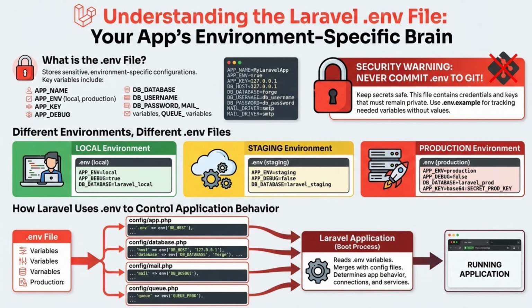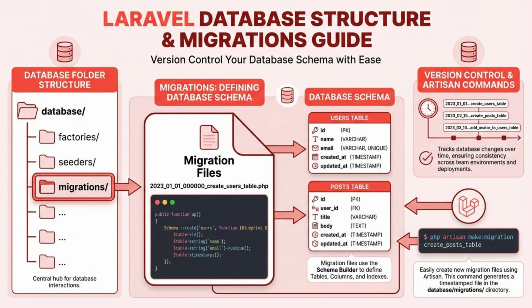In this part of the Laravel structure, we explore the database and migration system, which gives you complete control over how your database schema evolves over time. Inside the database folder, Laravel organizes everything related to database interactions, including factories for generating fake data, seeders for populating tables, and, most importantly, the migrations directory. This migrations folder holds time-stamped migration files that act like version control for your database.